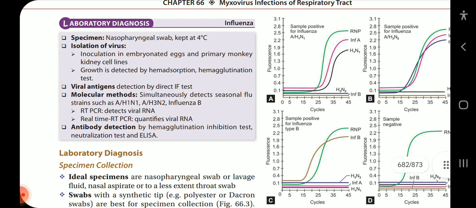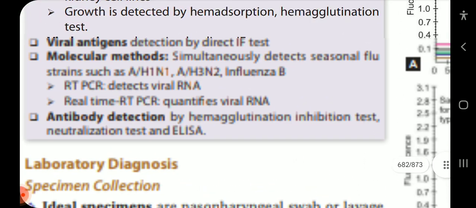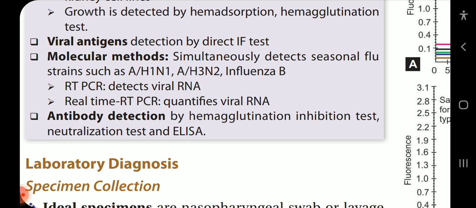Now coming on to the lab diagnosis of the influenza virus. Lab diagnosis: specimen is a nasopharyngeal swab kept at 4 degrees Celsius. Isolation of virus: inoculation of embryonated eggs and primary monkey kidney cell lines. Growth is detected by hemadsorption and hemagglutination test. Viral antigen detection by direct immunofluorescence test.